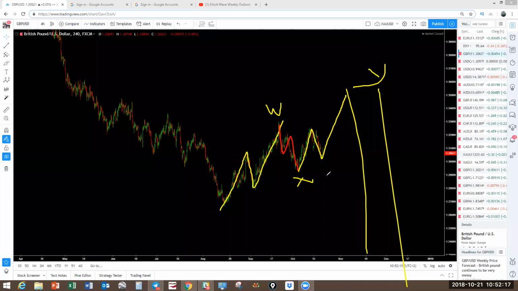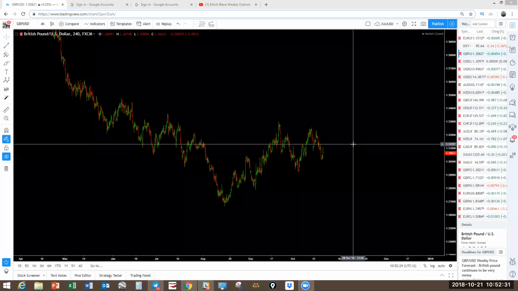A drop here will give us a complete regular flat, and we're going to start a new move. Otherwise, a move here is already telling us we already have this one here, and we just need to get the last one. Okay, so keep an eye and watch it like that. So that is the pound.